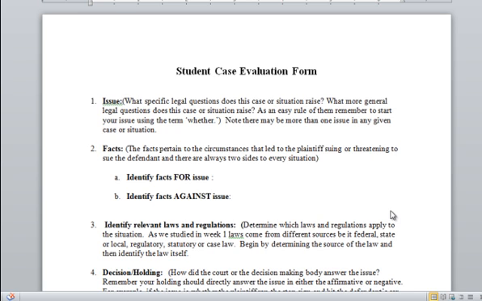I wanted to go ahead and quickly go over the student case evaluation form because you're going to be using this not just for your individual term project, but for your team project as well. And so I wanted to make sure you were clear on the different sections of the evaluation form.